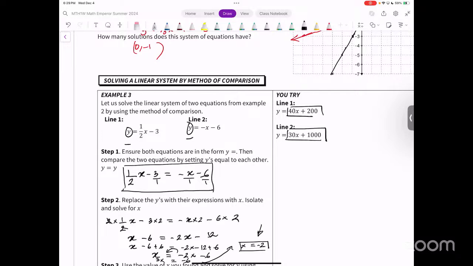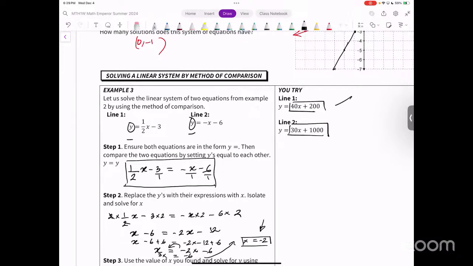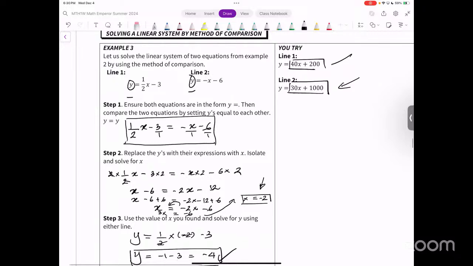Michelle, are you typing the work on the Desmos? Yeah. Where are you typing? I only see slope is 1/30. What are you doing with the slope? This question is not about finding the slopes. Did you understand how we did this? We balanced the y to create an equation and we solve for it. Oh, okay.